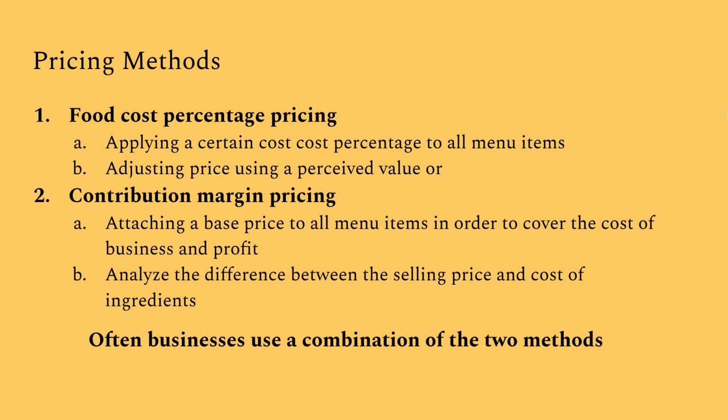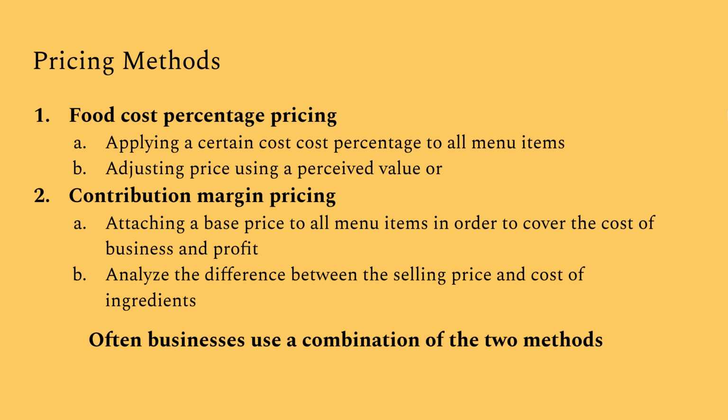So, those pricing methods that I mentioned. So one, that food cost percentage pricing. This is what we've been focusing on so far. This is applying a certain food cost percentage to all menu items, and you'll want to then use that preliminary selling price that first calculation gives you to adjust the menu item, whatever it is, being food or beverage, to match its perceived value.